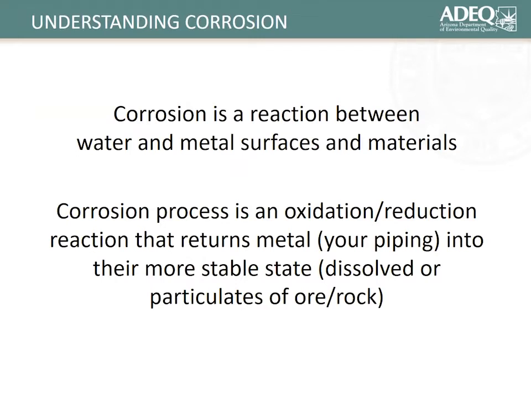So, understanding corrosion. Corrosion is a reaction between metals and the water, and there are different types of corrosion that can occur, and those types of corrosion help paint a better picture for us that then ends up resulting in a better corrective action or a better treatment process for that water system. Typically, corrosion is an oxidation-reduction type reaction on the metal pipe.